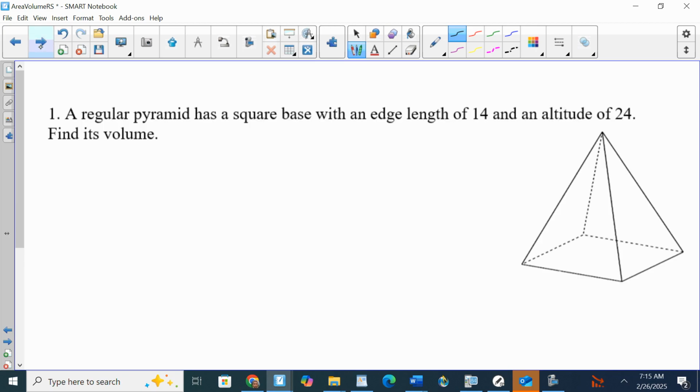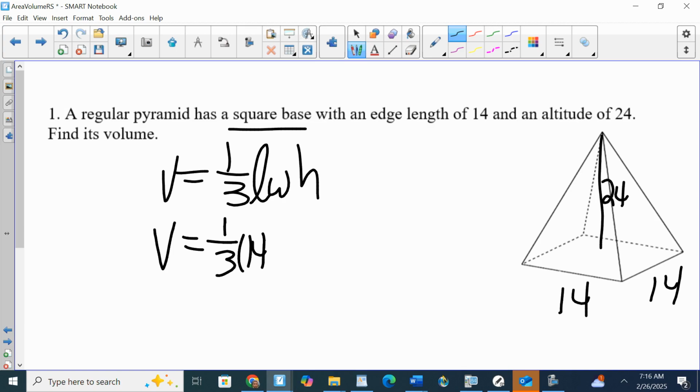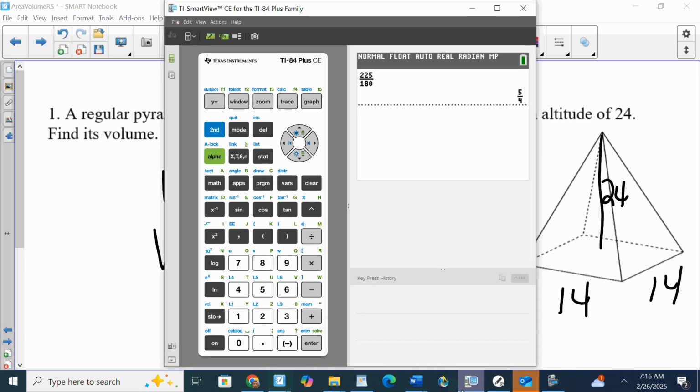So if it wants a regular pyramid with a square base, well, pyramid is 1/3 length times width times height. Write it out on your test. Once you write it out, you have it. The twist here: if it's a square base, the length and the width are both 14. The altitude is 24. Altitude is the height. That's what you want. If it gave you the slant height, which we'll see later in this review, then you'd have to do Pythagorean theorem first. 14 times 14 times 24. You pop it into the calculator and you're done.